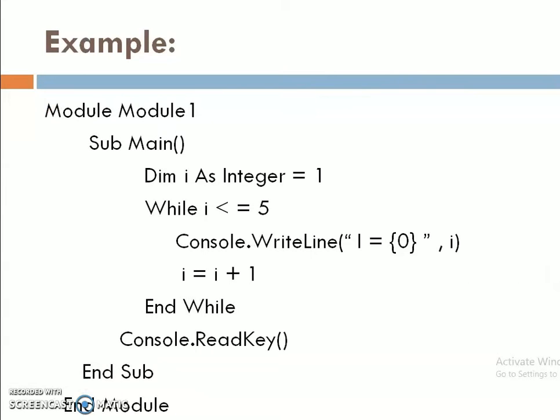Now this is an example of the While...End While loop. We use this loop to print the numbers 1 to 5. First we declare a variable; our variable name is I and the data type is Integer, and give it a starting value of 1. Then apply the While loop. While, then we give the condition I less than or equal to 5. Then we print the I value using the WriteLine function. Then increase the I value using the equation I = I + 1.